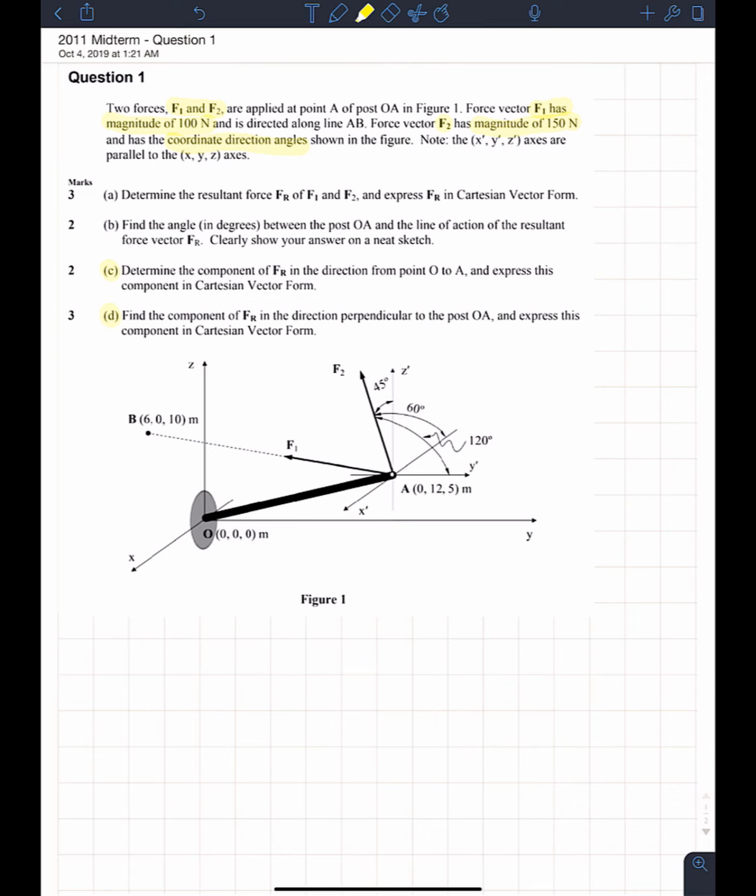So if we look at question A, it's probably the most straightforward one, and in my opinion, should probably be worth a little bit more marks because it's a lot more work than all the other questions. It says determine the resultant force Fr, which is basically F1 plus F2. And then, of course, express Fr in Cartesian vector form. So not a very challenging problem, more a time-consuming problem.